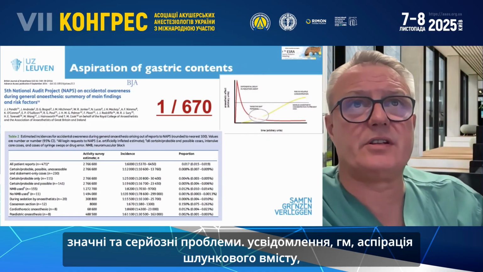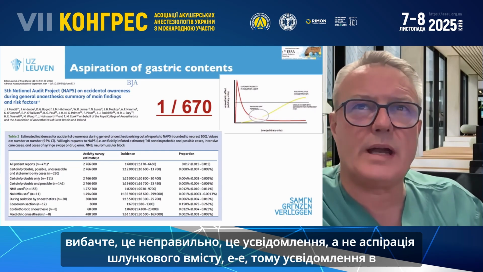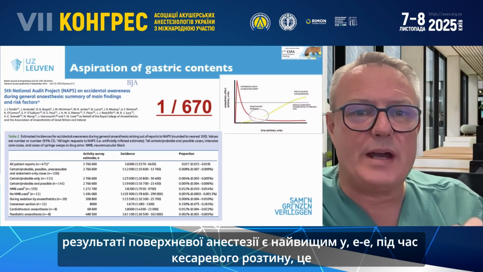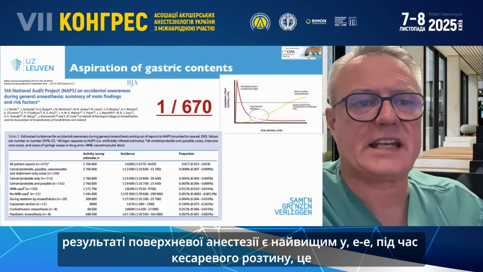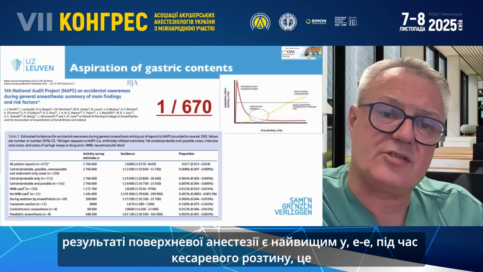The aspiration of gastric contents. Sorry, this is wrong. This is awareness and not aspiration of gastric contents. So awareness as a result of superficial anesthesia is highest in cesarean section surgeries.